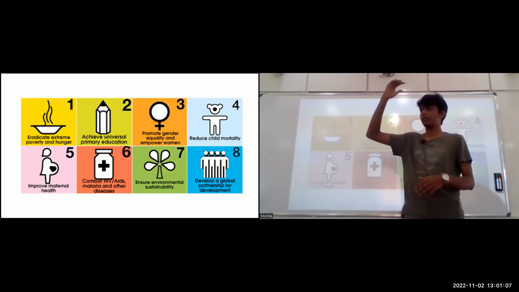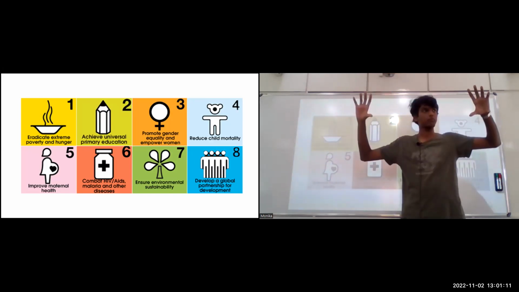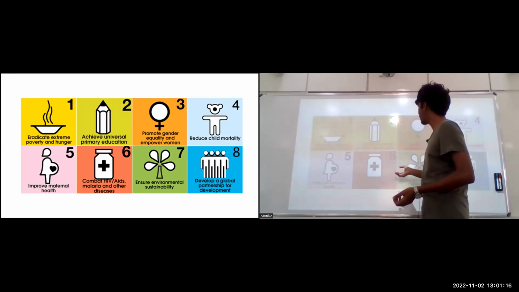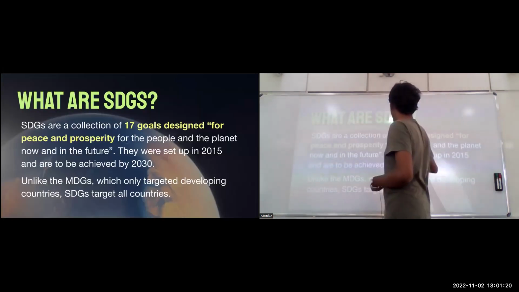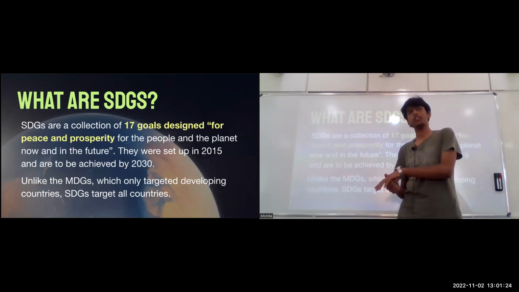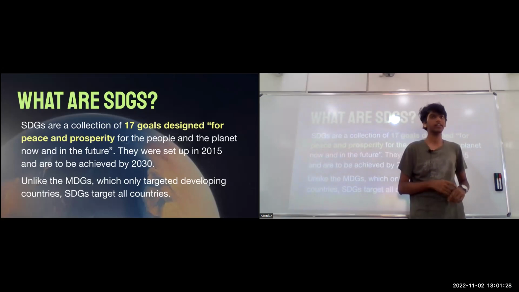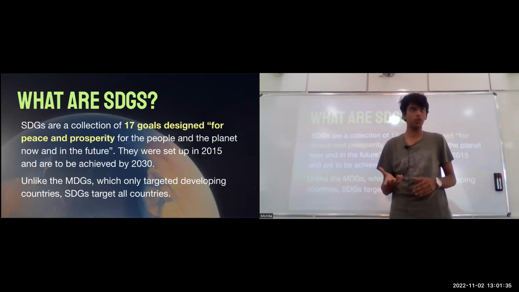It was basically drafted from a top-down approach. Only big officials came up with these goals. Then in 2012, the United Nations gathered in Brazil, and they thought, MDGs are not working anymore, we need even more specific goals.